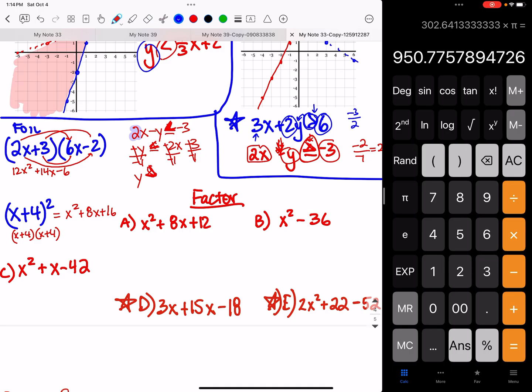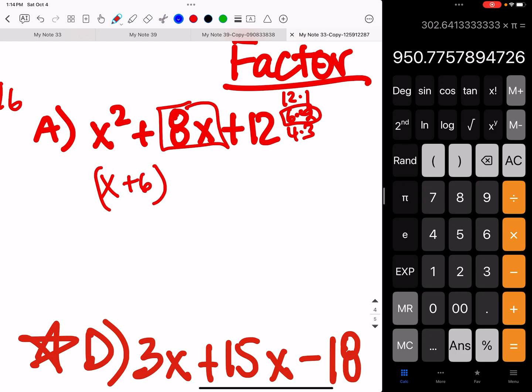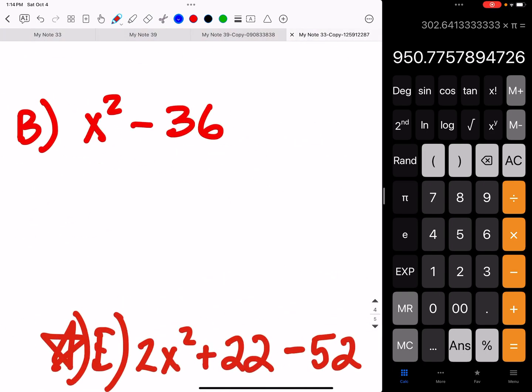All right, let's see. Factor x squared plus 8x plus 12. I need two numbers that multiply to 12. So it's either going to be 12 times 1, 6 times 2, or 4 times 3. They need to add up to 8, so it's going to be the 6 and the 2, and they're both positive. B, let's see. I've got 36 and 1, 18 and 2, 9 and 4, 12 and 3, 6 and 6.